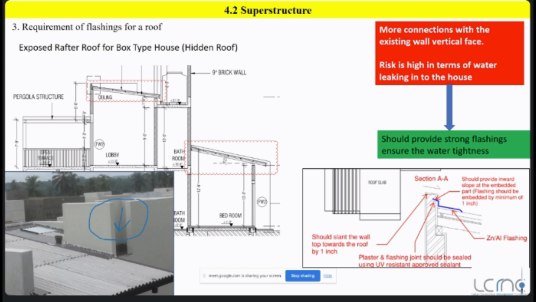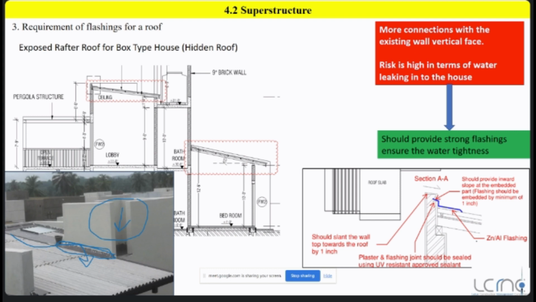What will happen if your roofing sheet is like this, without the roof flashing? The flashing means we are just using zinc aluminum roofing sheet. This ash color sheet is the zinc aluminum sheet flashing. If you avoid this flashing, what will happen? Your surface water will go through this wall inside. As time goes on, you can see green color patches, algae growth, on the walls.